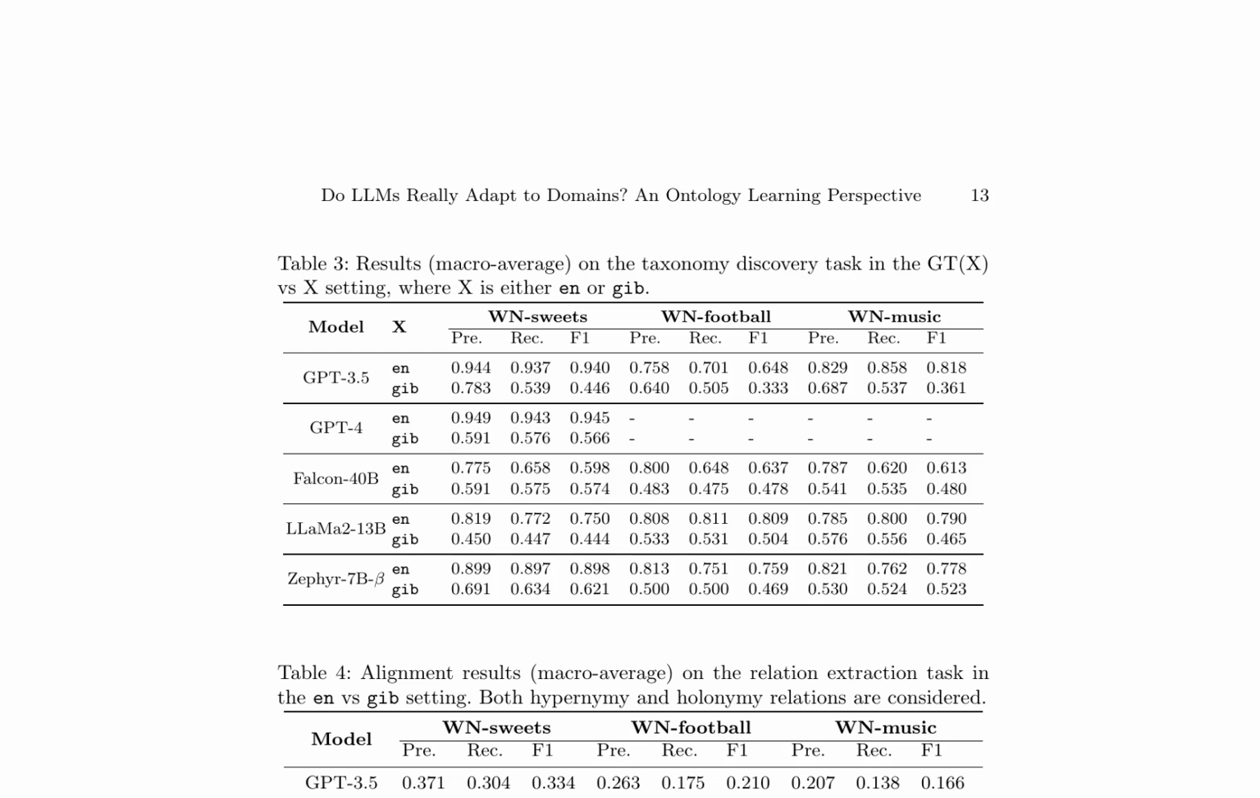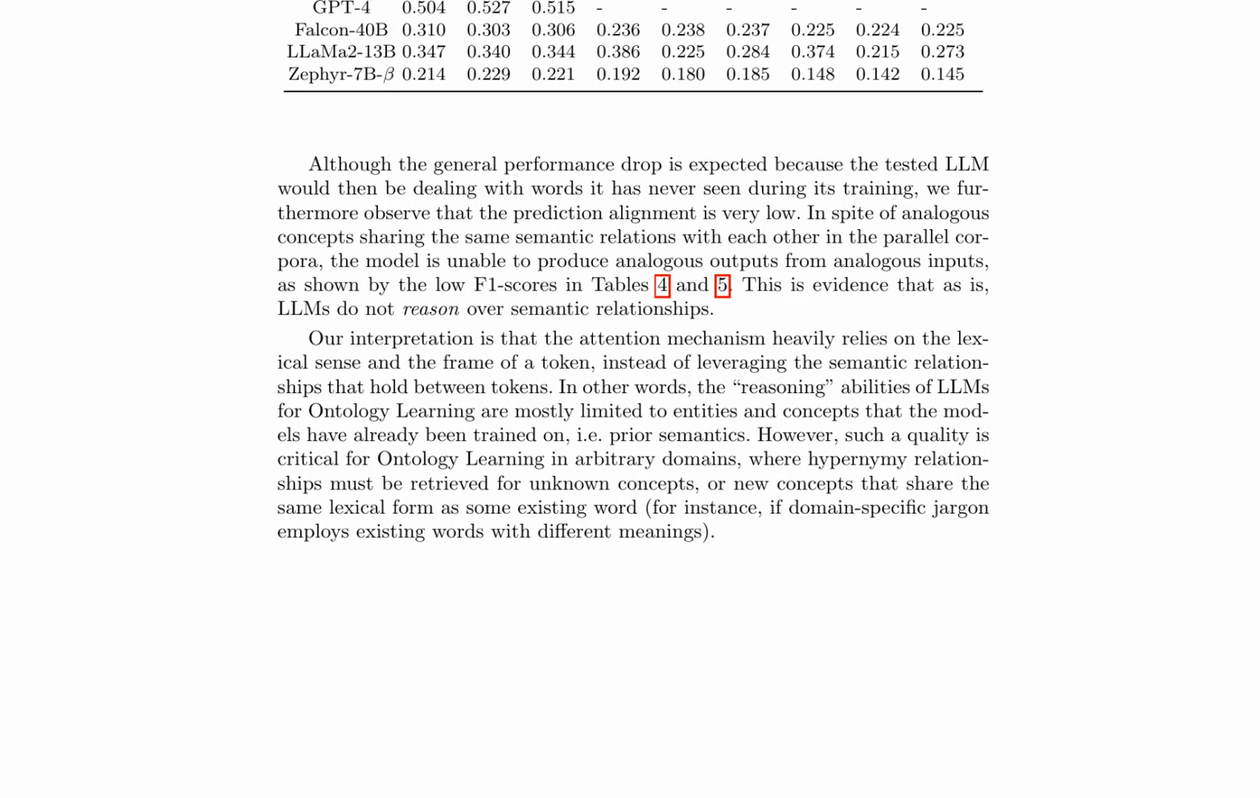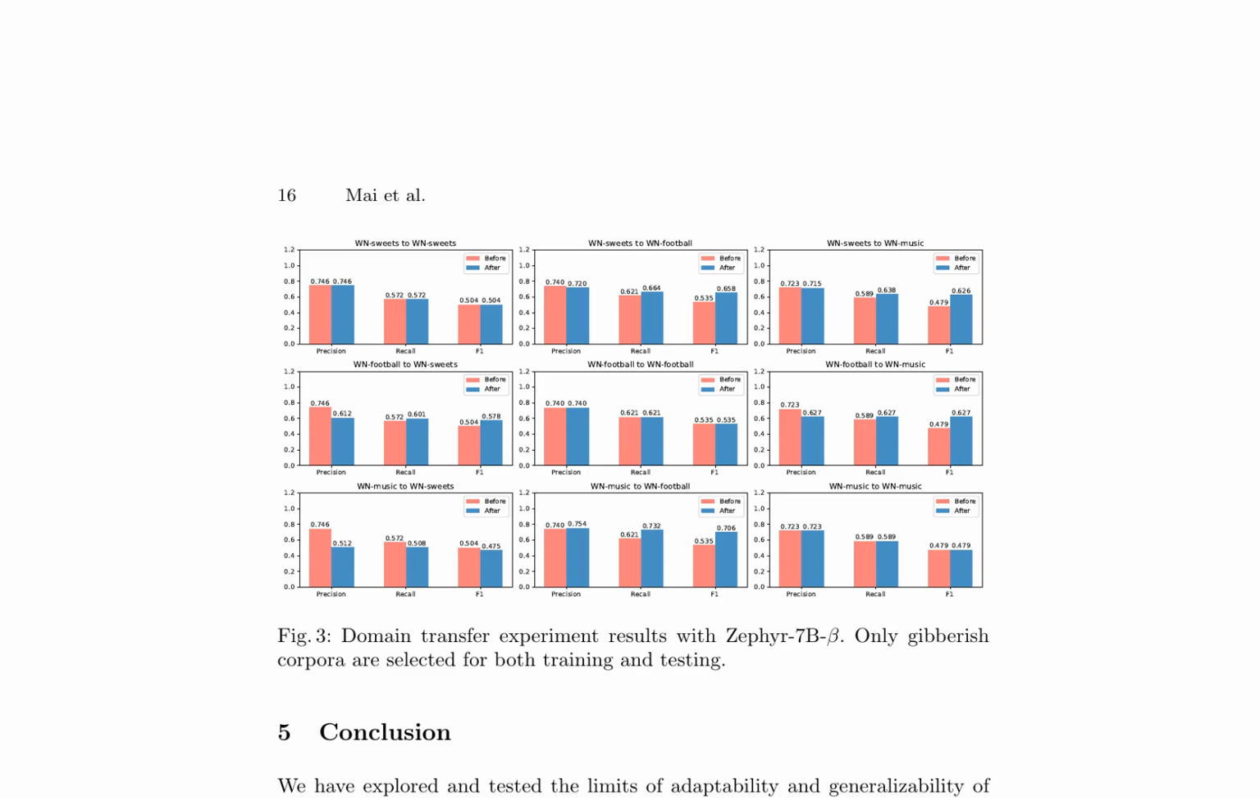The authors investigate the adaptability of large language models, LLMs, to new domains from an ontology learning perspective. They conduct experiments on taxonomy discovery and relation extraction tasks, comparing the performance of various LLMs on real and gibberish corpora. The results show a significant performance drop when LLMs are tested on unseen words, indicating they do not reason over semantic relationships. However, fine-tuning LLMs on specific tasks and domains improves their performance drastically, suggesting they can adapt to some extent. The study highlights the limitations of off-the-shelf LLMs in ontology learning tasks on arbitrary domains and demonstrates the importance of fine-tuning for improving their performance.